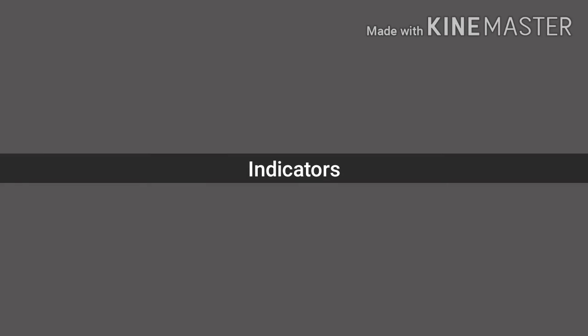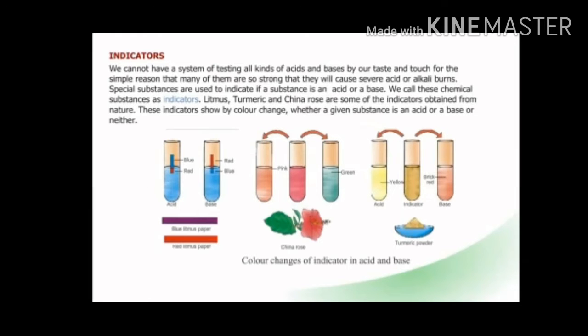Now come to the topic indicators. Since acids and bases are very corrosive in nature, it is not easy to touch them. So we use some type of substances to identify their presence and their nature. These substances get used to identify the given substance as acidic, basic or neutral.